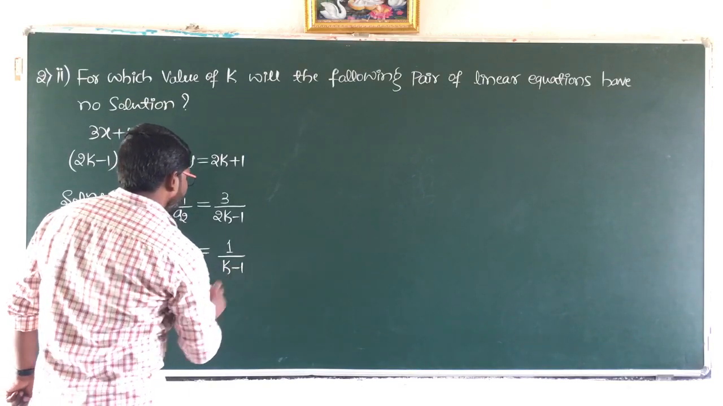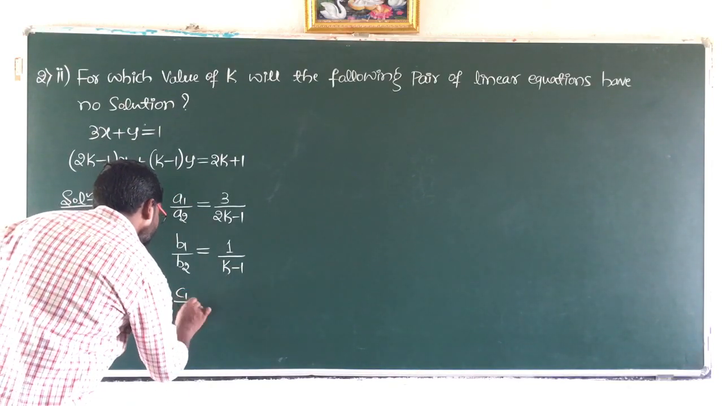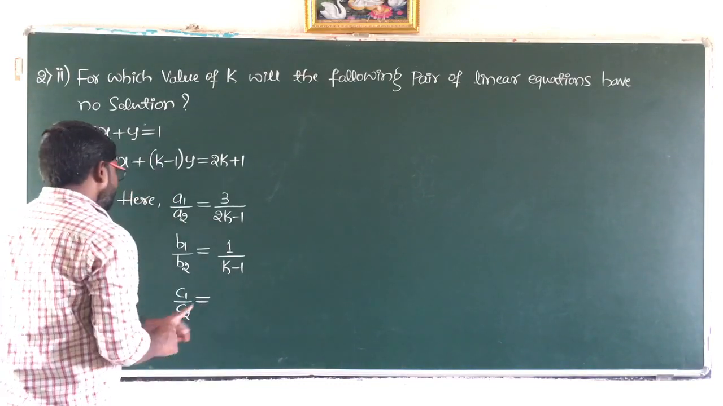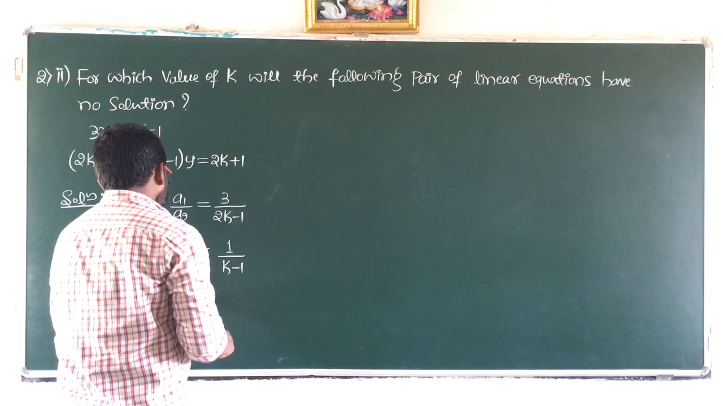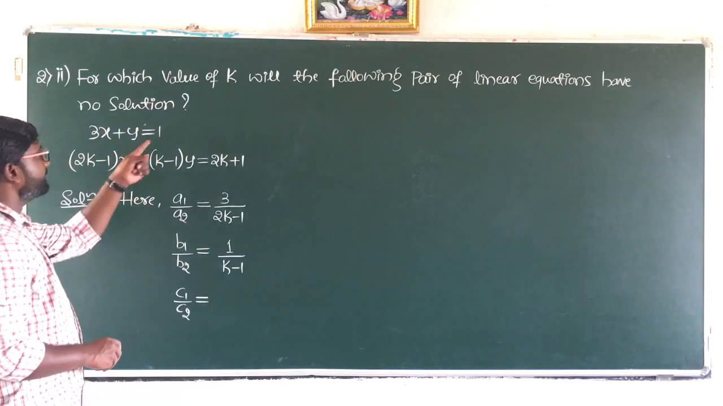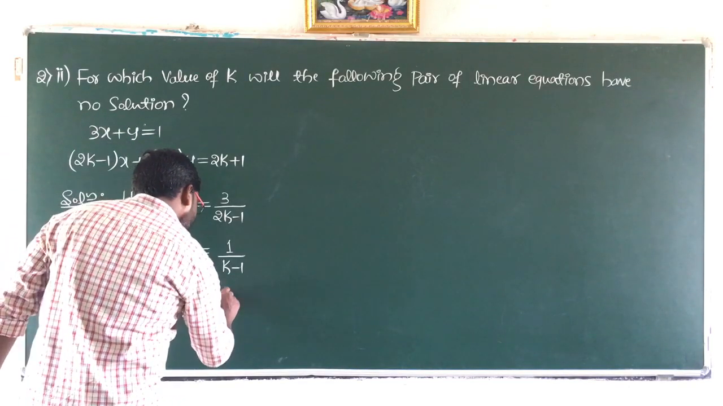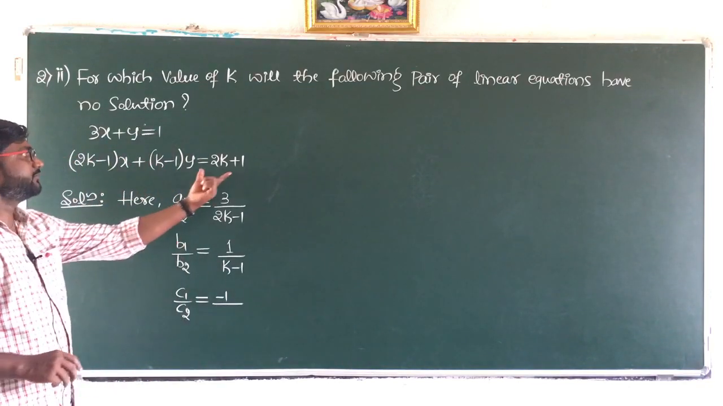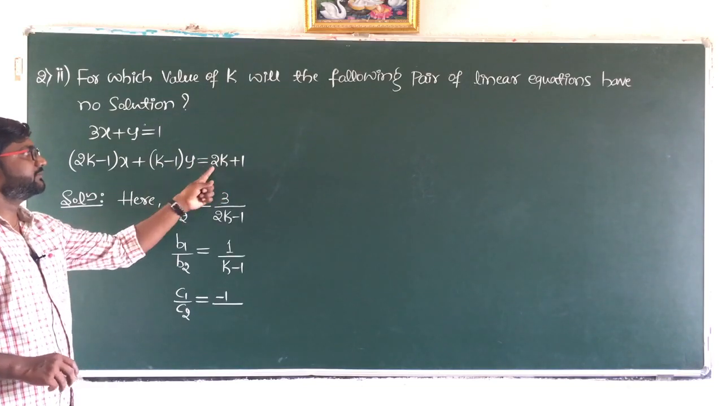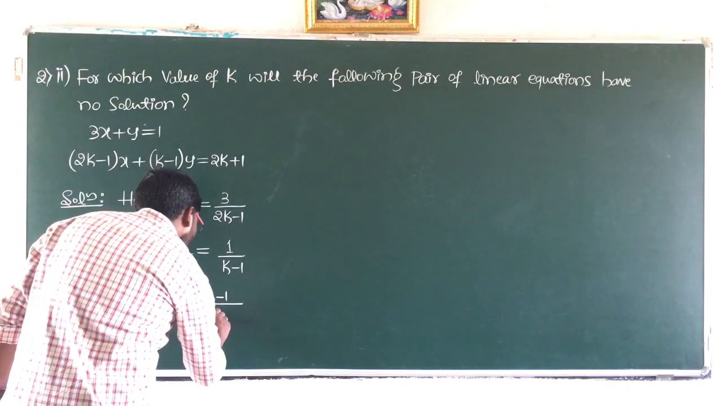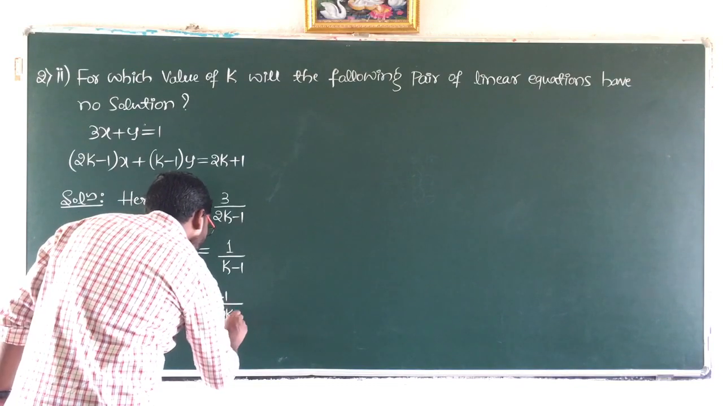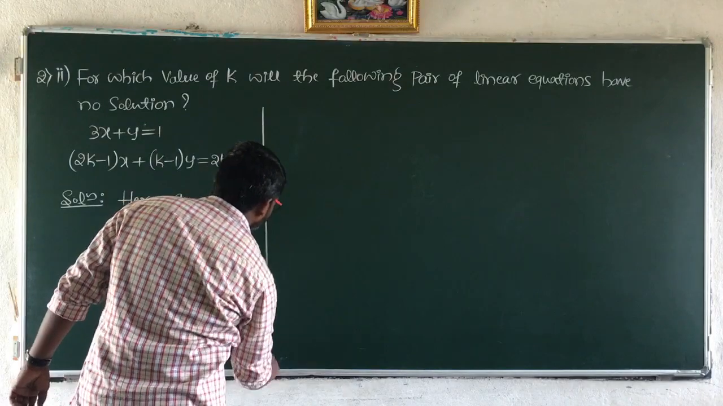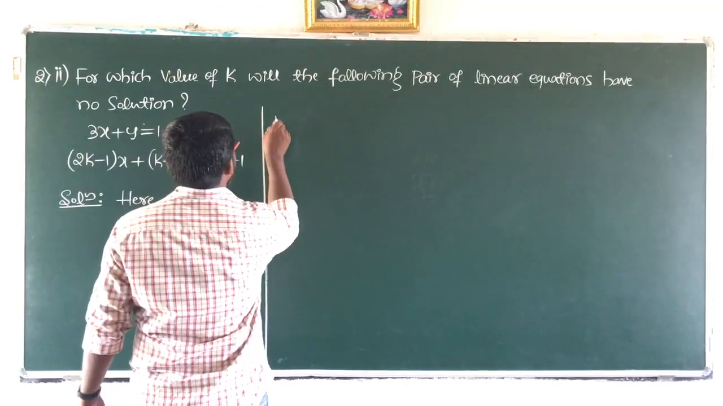So now next it is c1 by c2, which is equal to c1, which is minus 1, divided by c2. C2 means take this to the LHS, so the signs will change. We get minus 2k minus 1.